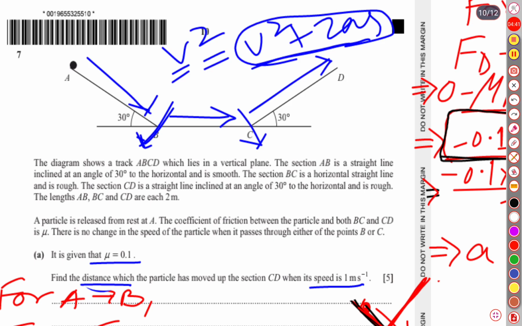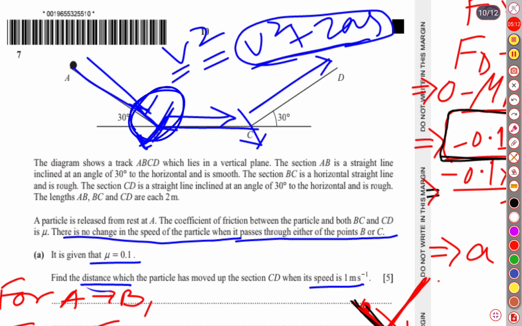Now the question is, why is the final velocity of surface AB considered to be the initial velocity of BC? Actually, they have given us this information. They have told us there is no change in the speed of the particle as it passes through either of the points B and C. That means before and after B and C, at the instant when the particle was at B, there is no change. So we can easily apply the final velocity of the earlier surface as the initial velocity. At the same time, the acceleration will also be used for the next surface. So this is what we have done.